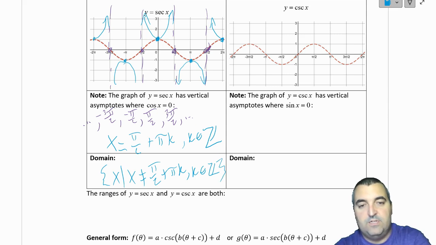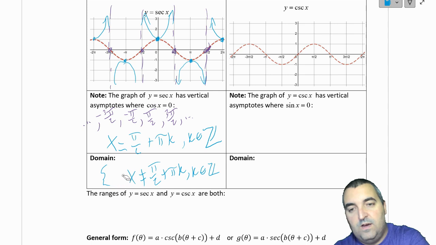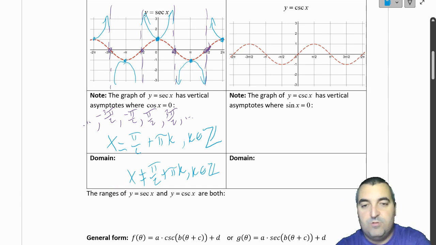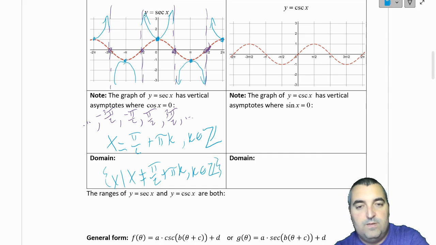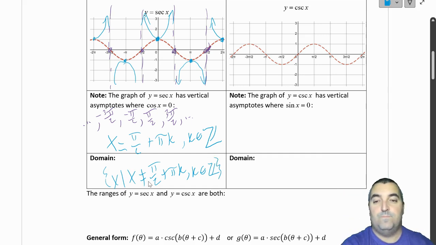I've got a little set notation here. You don't technically need the full set notation. You don't have to have this x bar and then the squiggle. You could just write that. This is more proper, but you know, it is what it is.